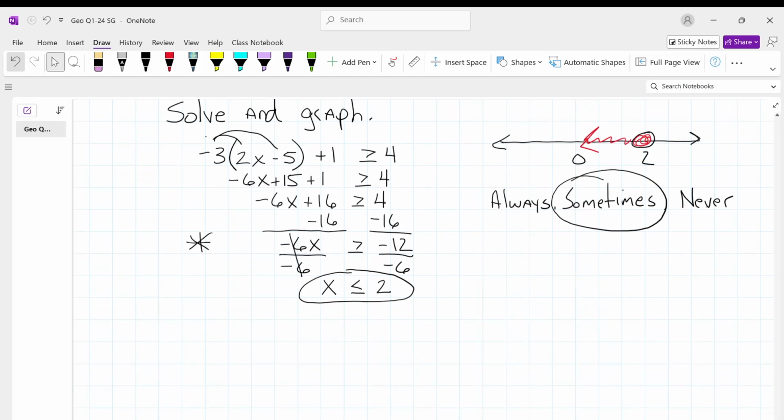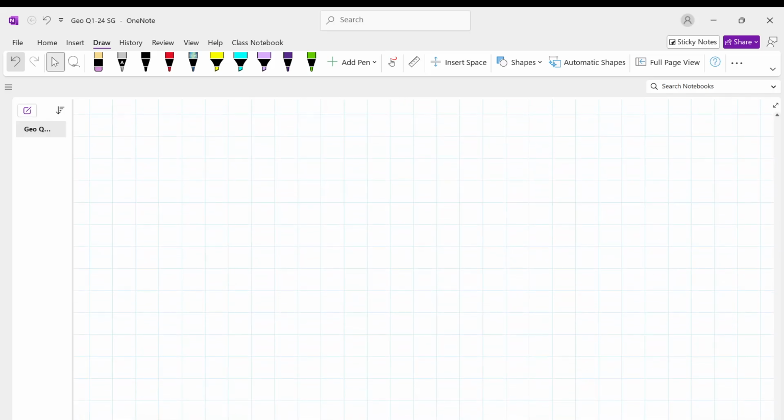Let's take a look at negative 2 times 3x plus 1 greater than negative 6x plus 7. So if we do the distributive property on the left-hand side, negative 2 times 3x is negative 6x, and negative 2 times 1 is negative 2. We got a greater than negative 6x plus 7.